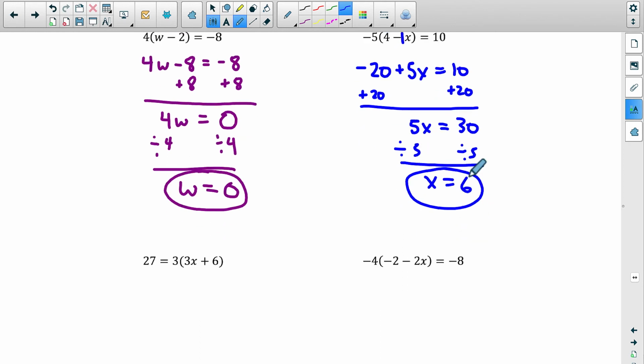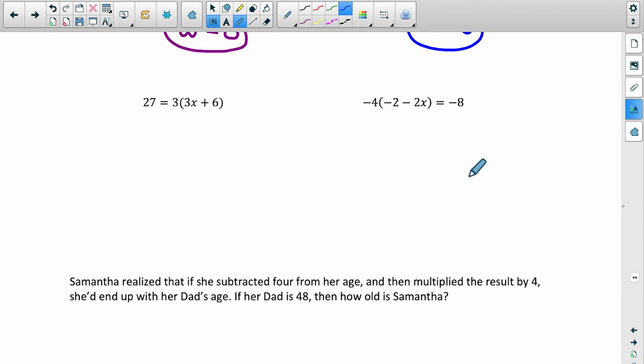Good. Okay. 27 equals 3 times (3x plus 6). The variable's on the right-hand side. It doesn't matter. We follow the same steps. So we're going to get rid of the brackets by expanding, by doing feed the chickens. So 27 is still here. 3 times 3x. 3 times 3 is 9, and we still have an x. 3 times 6 is 18, so plus 18.